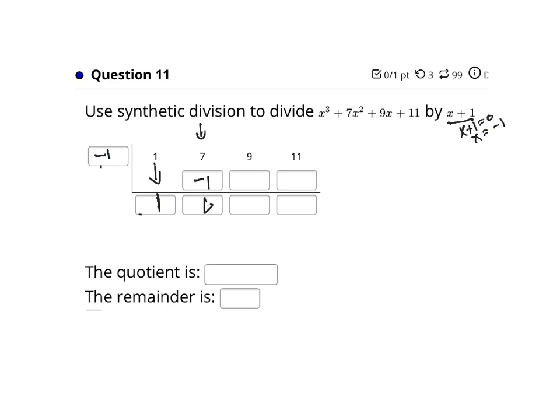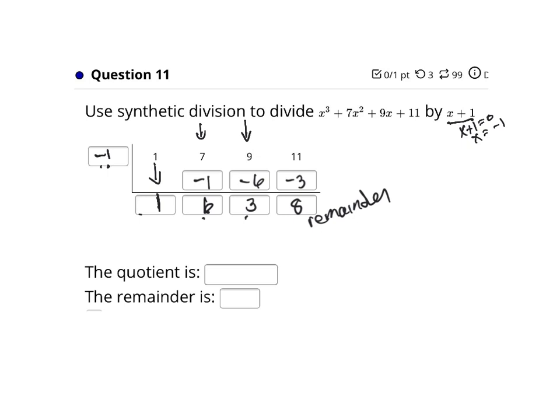7 minus 1 is 6. Now we multiply 6 times -1, which gives us -6. Bring this column down. 9 minus 6 is 3. 3 times this -1 gives us -3 here. 11 minus 3 is 8. This is our remainder. If it's 0, we don't have a remainder.